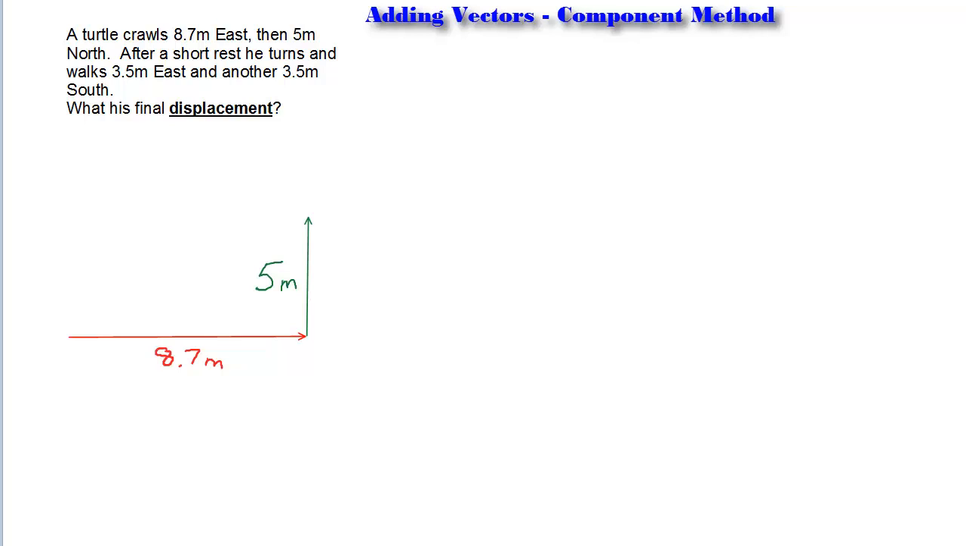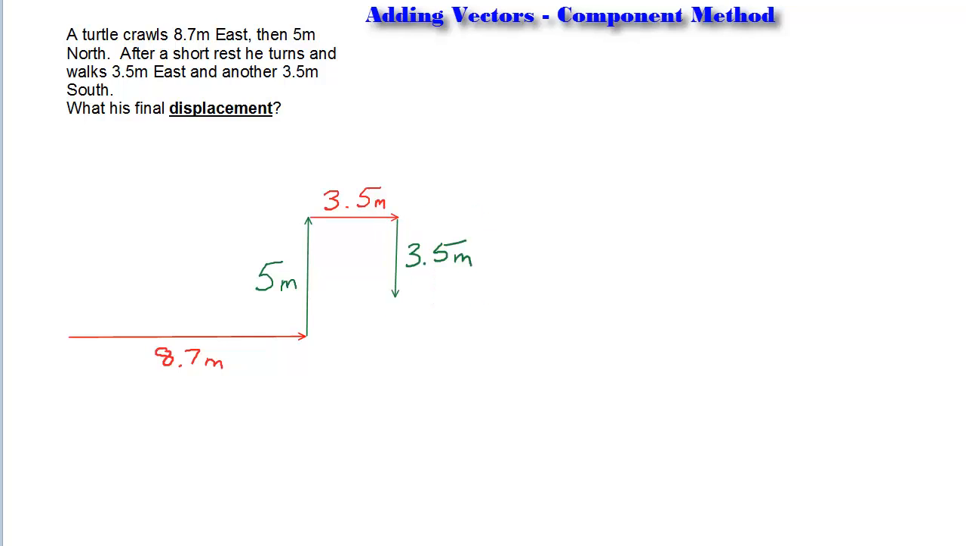Now let's read it again. He rests for a short while and turns and walks another 3.5 meters east. Let's put that one in now. Again, tip to tail. So we're now ending at the 5 meter vector and walking another 3.5 meters east. Lastly, our turtle turns and walks another 3.5 meters south and ends up at the location provided on the screen.